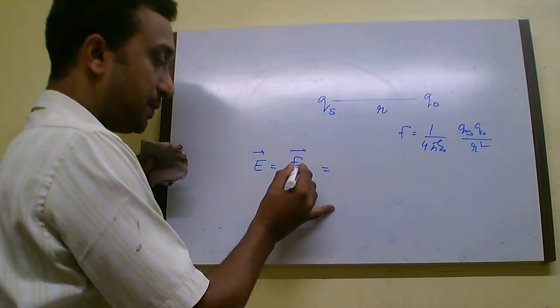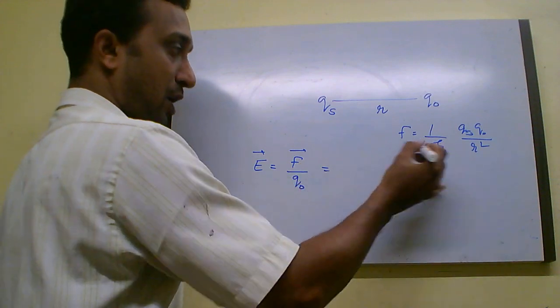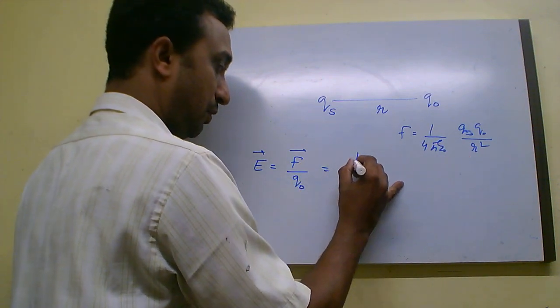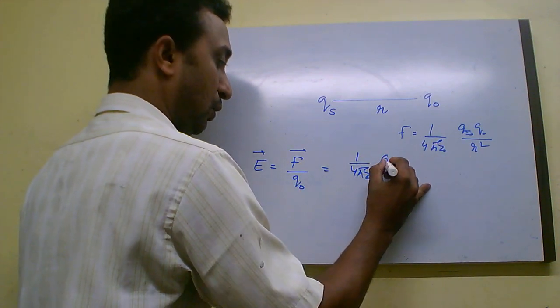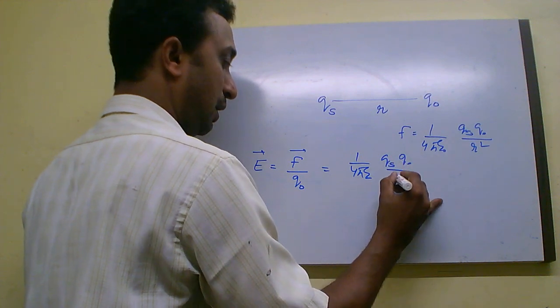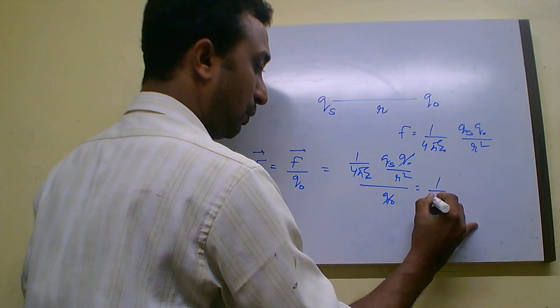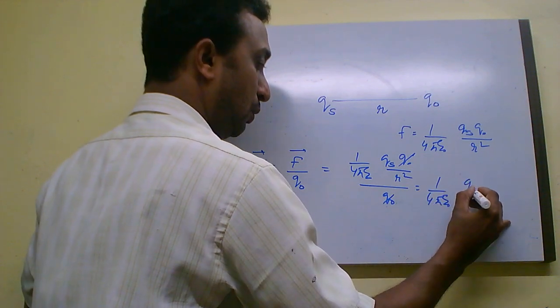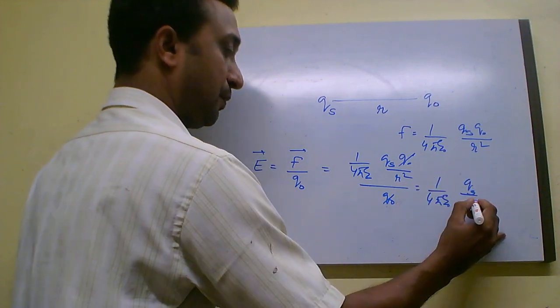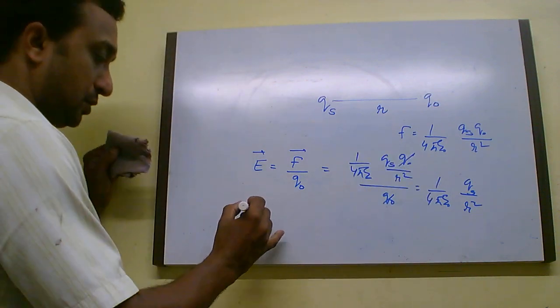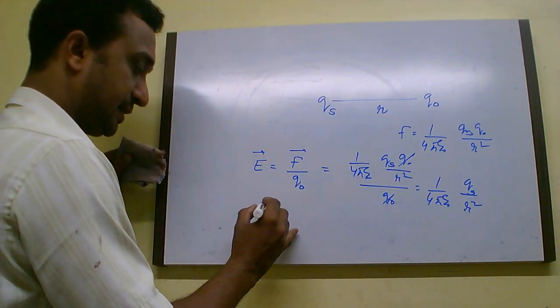Force experienced by the unit positive test charge means you have to divide by Q0, so 1 by 4 pi epsilon 0, Q source Q0 by r squared, divided by Q0. You will get 1 by 4 pi epsilon 0, Qs by r squared. So this is the equation for electric field intensity.